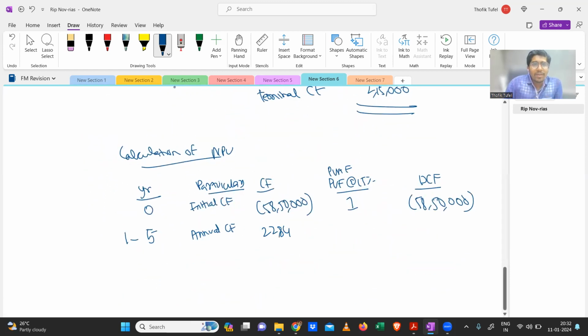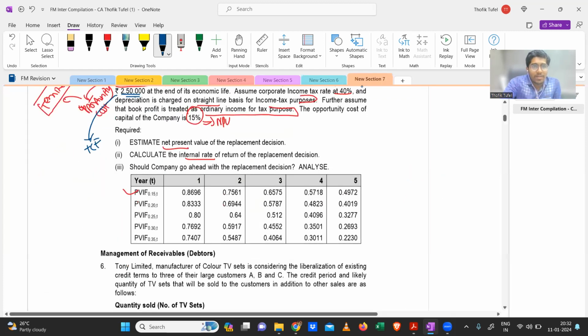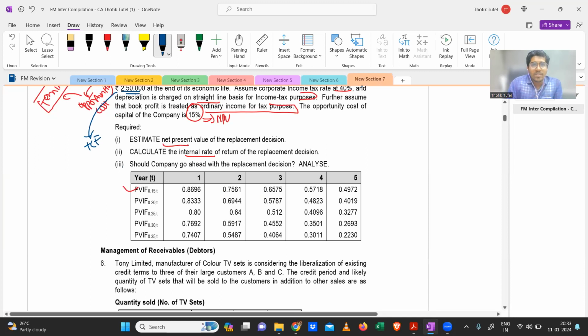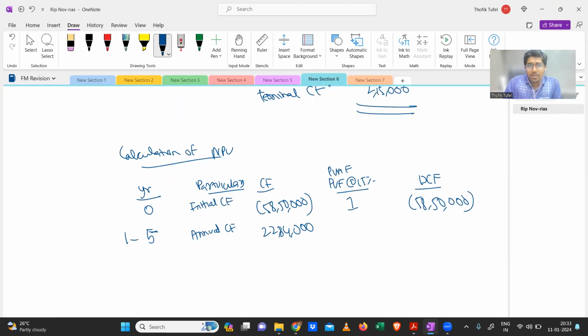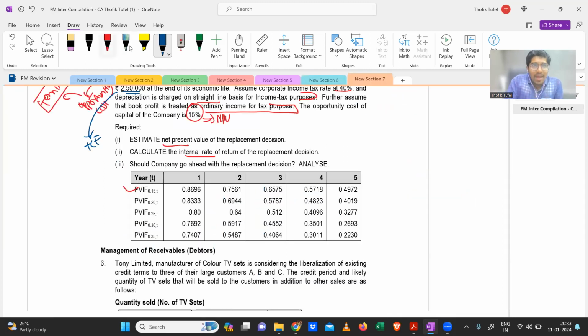Now, because it is annuity, I have to put the present value annuity factor. So let us see what is the present value annuity factor for 15%. Annuity means I have to add all these factors: 0.8696 plus 0.7561 plus 0.6575 plus 0.571 plus 0.497. What is the amount that I'm getting? 3.353. I'm just adding these values.